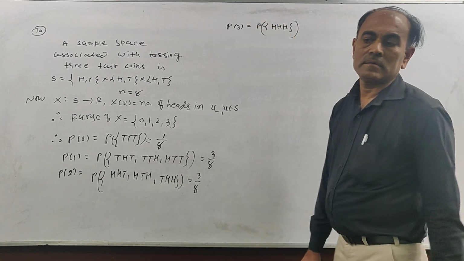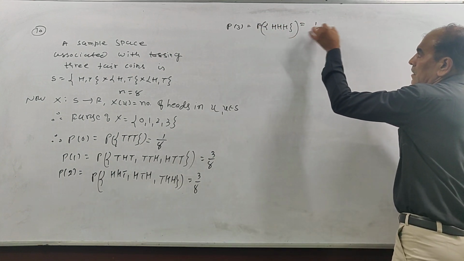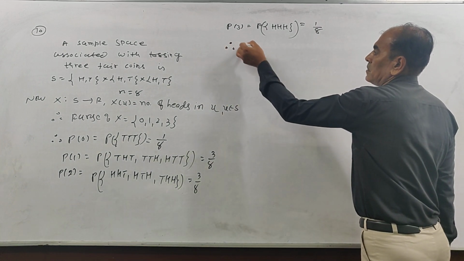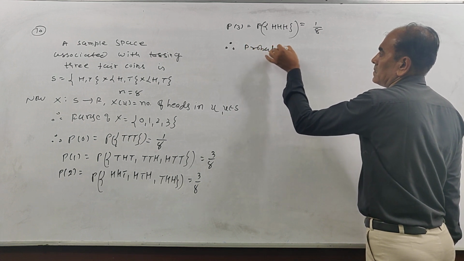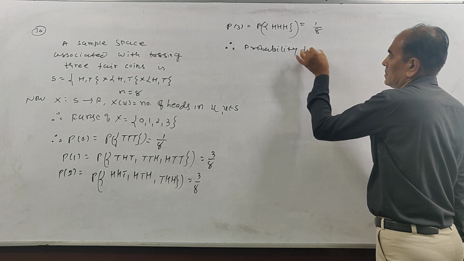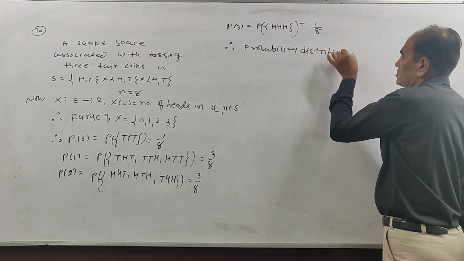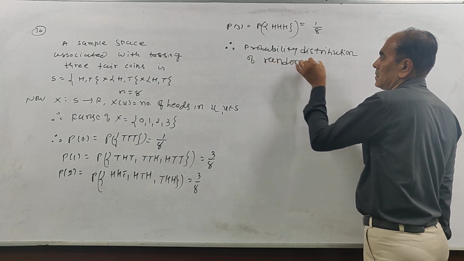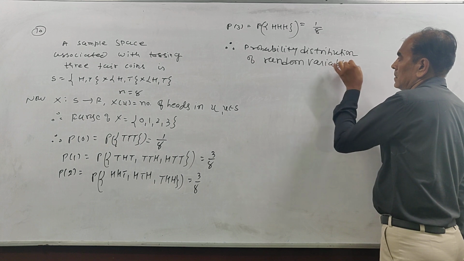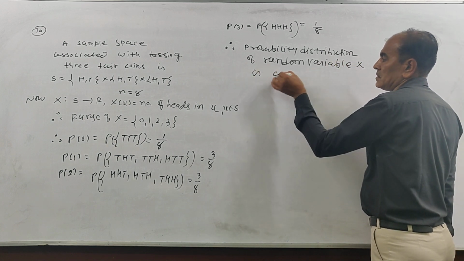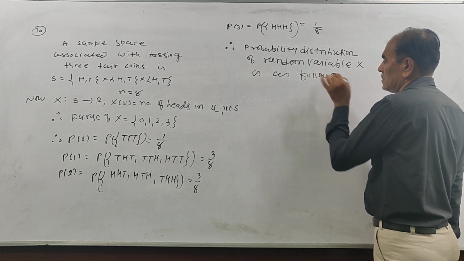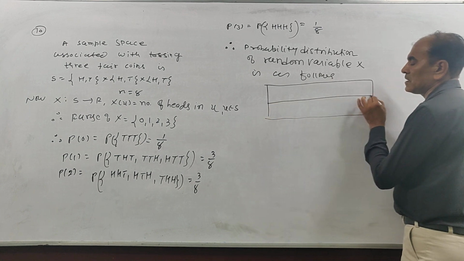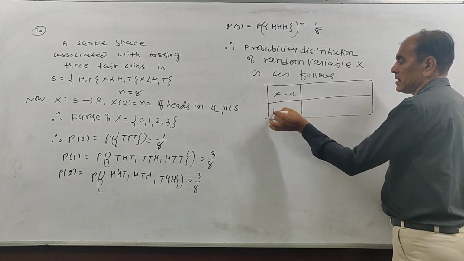So what is that? 1 by 8. Okay? Yes. And therefore, what is the probability distribution of the random variable x as follows? What is the random variable? Number of heads. Here, x is equal to h.